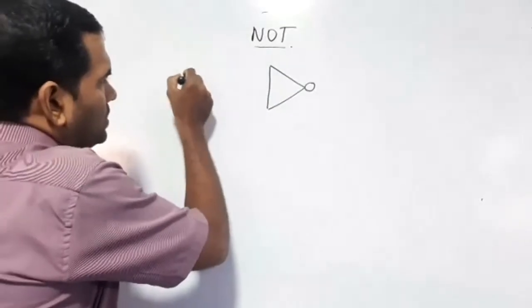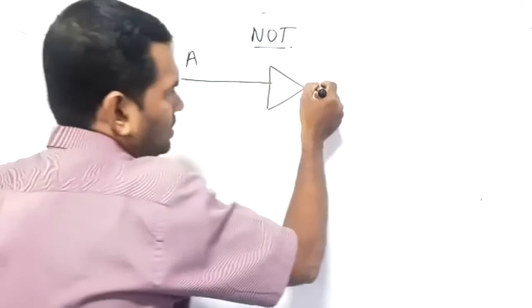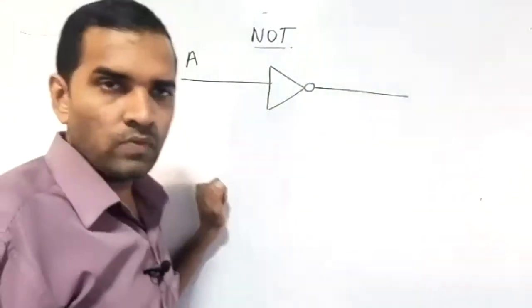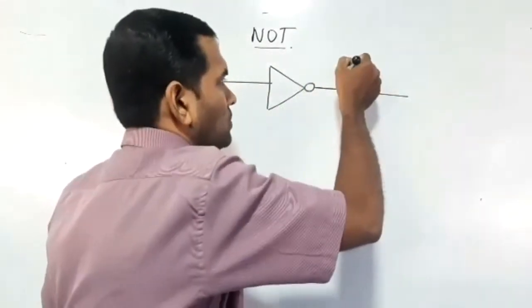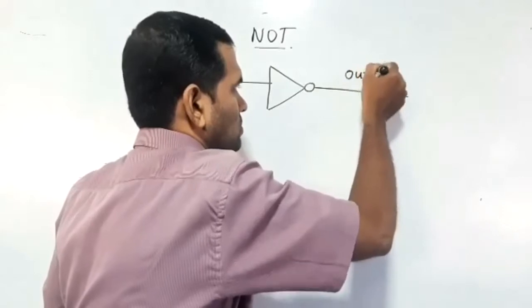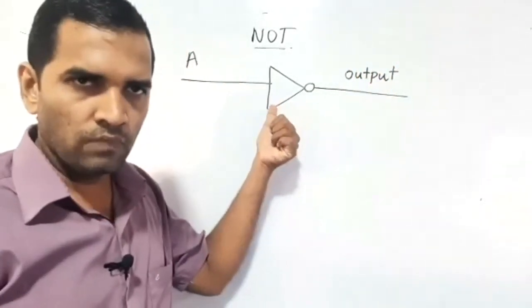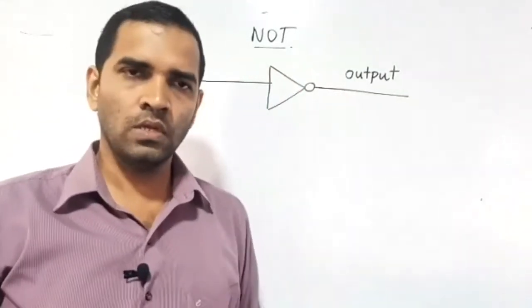So let's take a wire. This is the input. I take it as A. Here, as we discussed, every gate has only one output. Even the NOT gate has only one output. This is the output. Okay. So this is the symbol of the NOT gate with an input and an output.